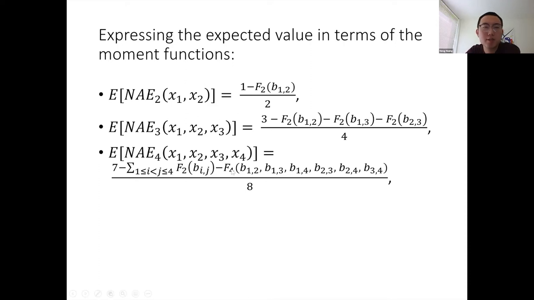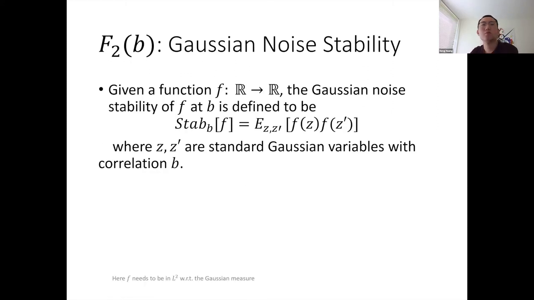So in order to analyze the expected value of our rounding scheme on these clauses, it suffices to analyze the behavior of these moment functions. So let's look at f2 first. What do we know about f2? As it turns out, f2 is actually pretty well understood.